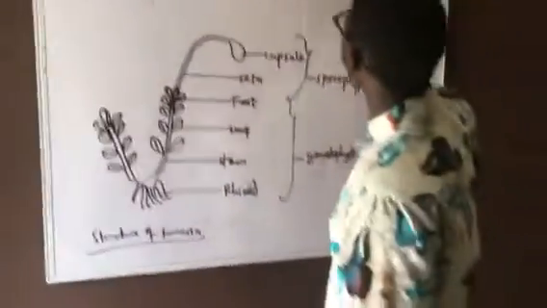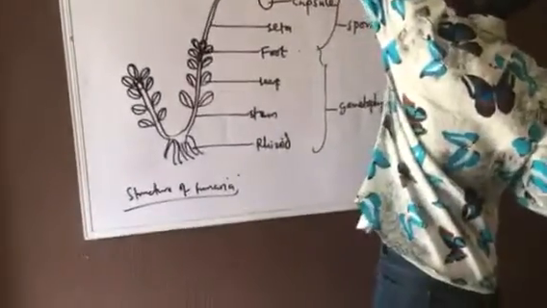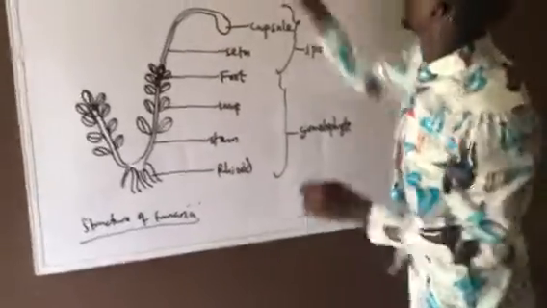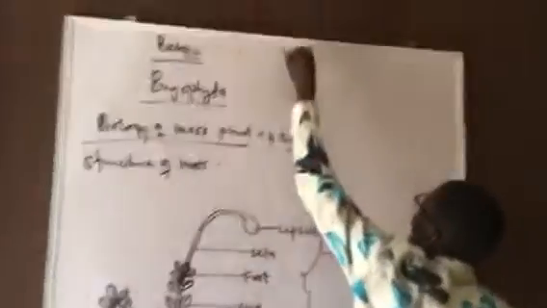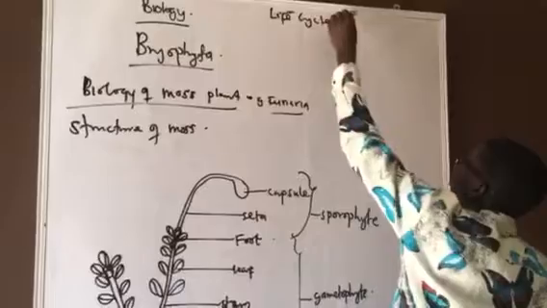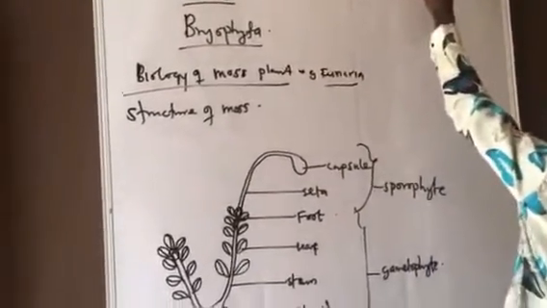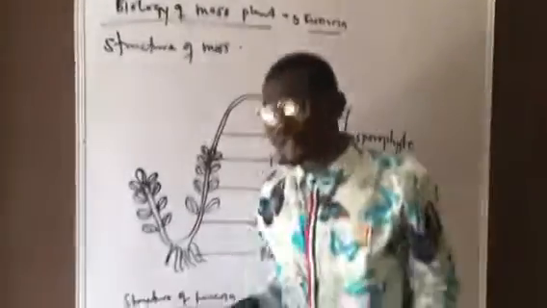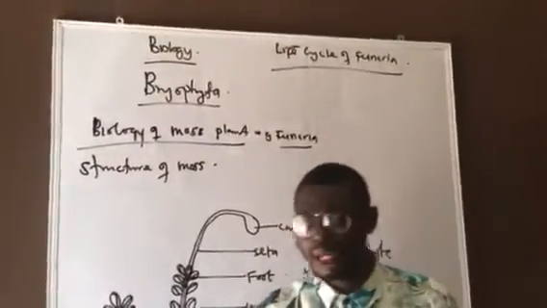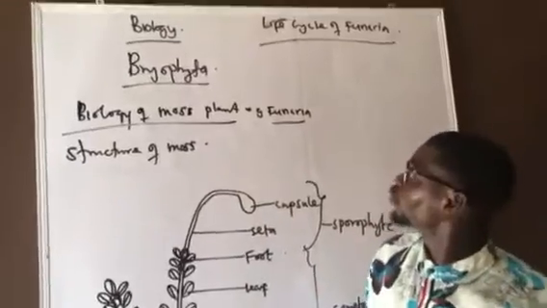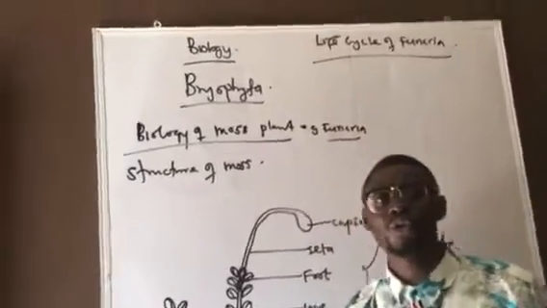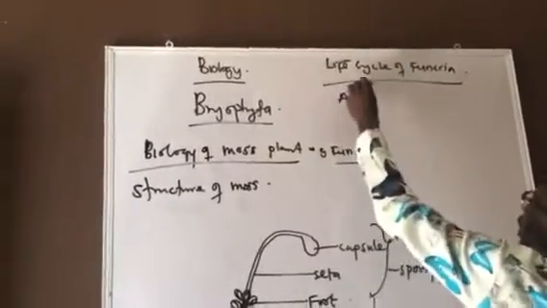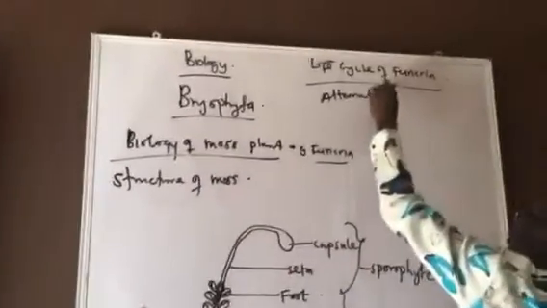Now we want to talk about the life cycle of Funaria, or what we call alternation of generation in Funaria. Funaria is a representative of moss. When we talk about the life cycle of Funaria, they carry out sexual and asexual reproduction, but we're going to focus on sexual reproduction. The sexual reproduction occurs by alternation of generation.